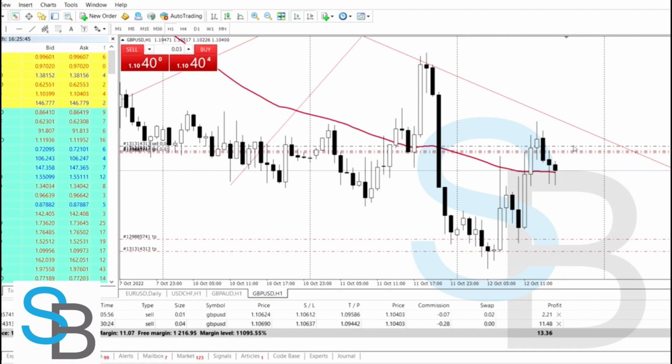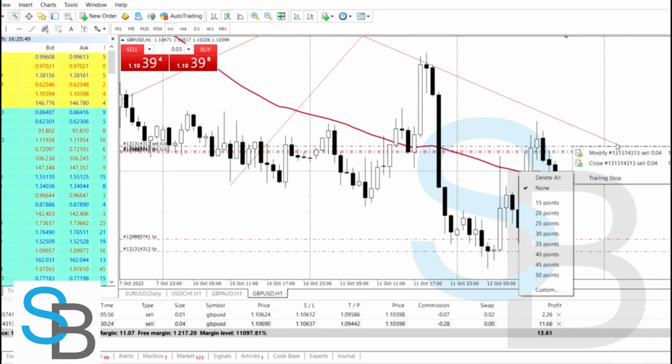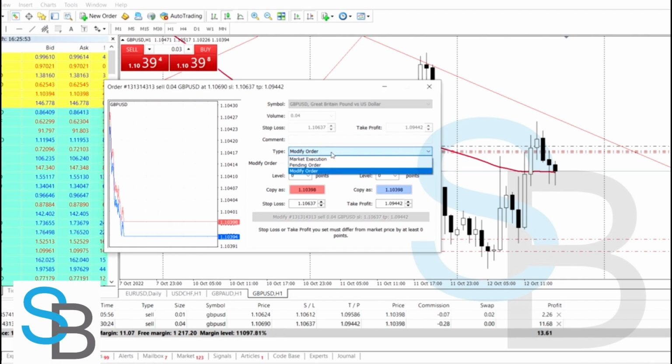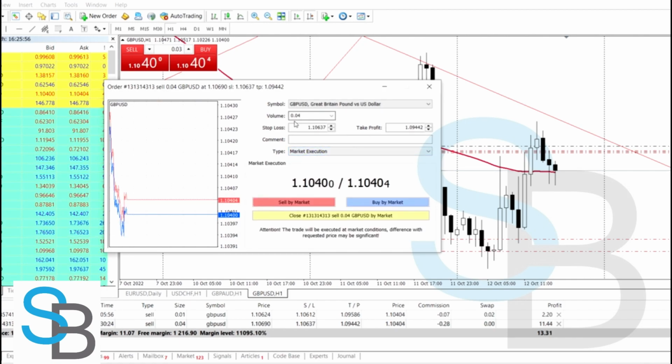I hope I can identify it. I think this is it. Yeah, so just come here and come to modify. Then come and change this to market execution. And as you can see, 0.04, right? So I'm just going to type 0.01. So I'm going to close 0.01.